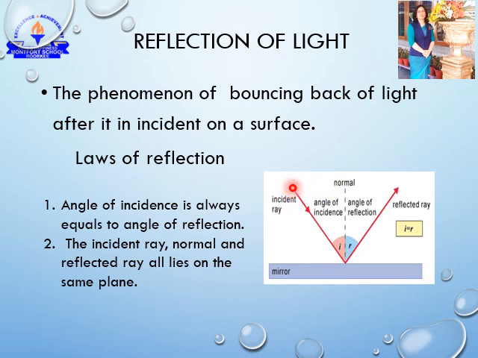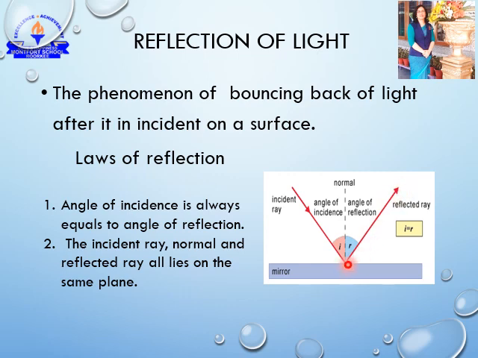Here is one of the examples. A ray is given to you. This is a mirror. This surface is a mirror. There is a ray which is incident on the mirror. So this ray is known as the incident ray. When this ray is incident on a mirror, it bounces back, and the ray which is bouncing back is known as the reflected ray. So incident ray and reflected ray, these are the two rays.